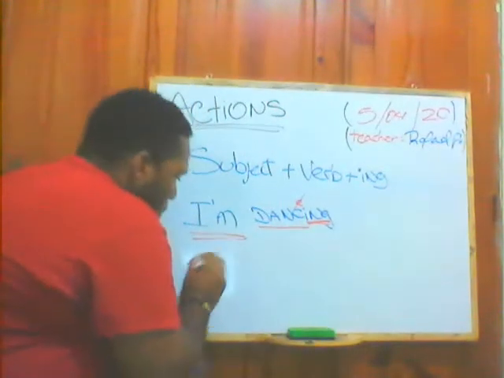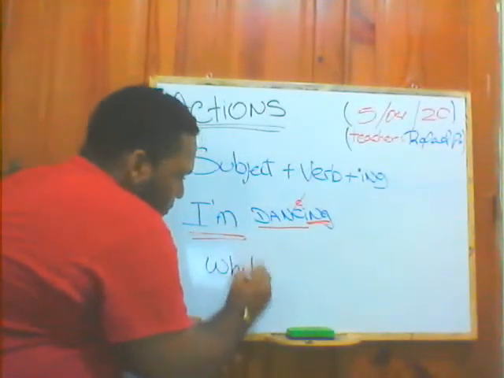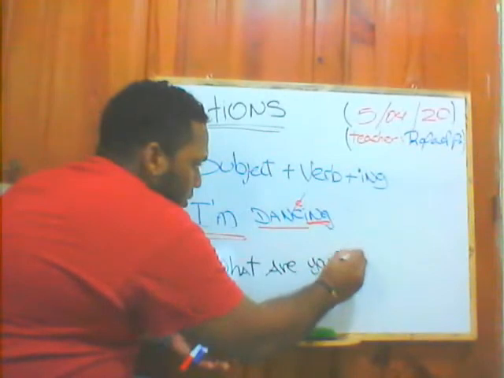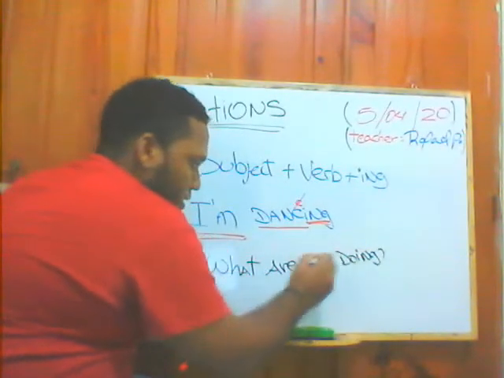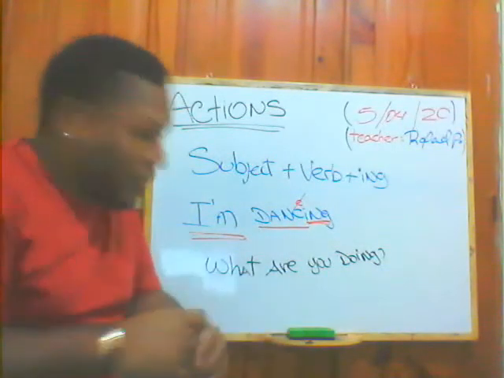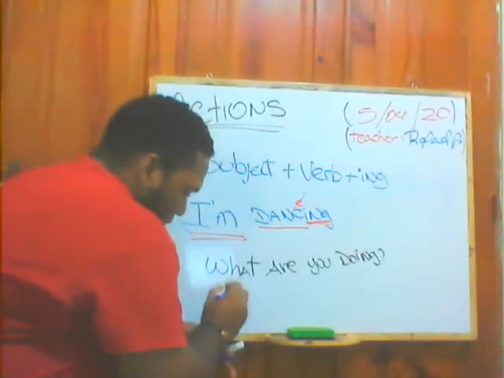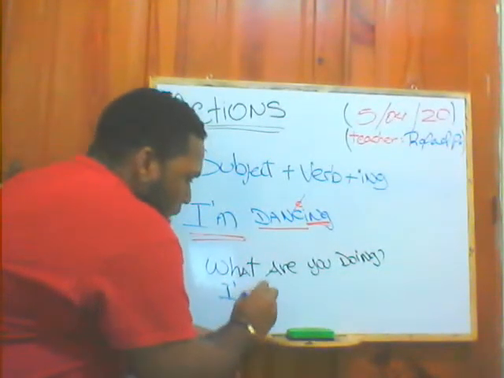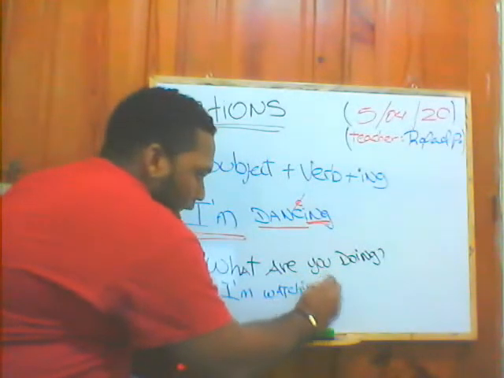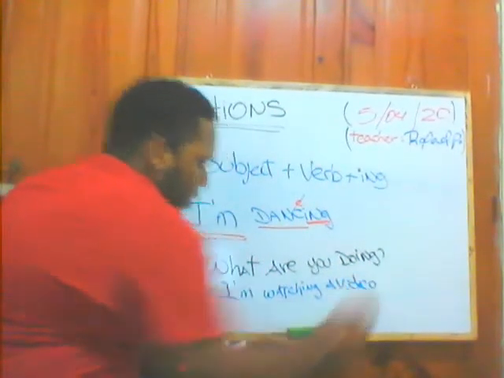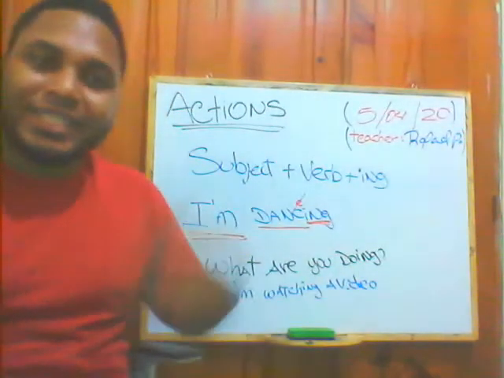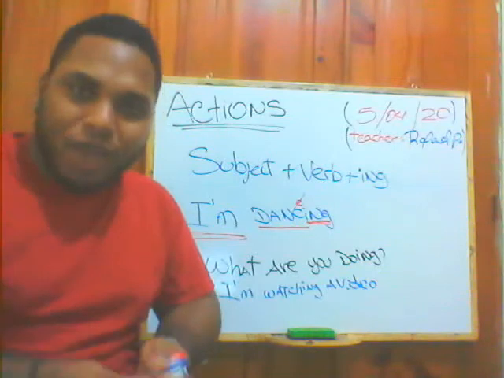So for example, what are you doing? What are you doing? Well, right now you're watching my video. So that means that you are, or for example, I am watching a video. So that means that you're watching a video right now. So this is to express continuity in the action that is happening right now for you.